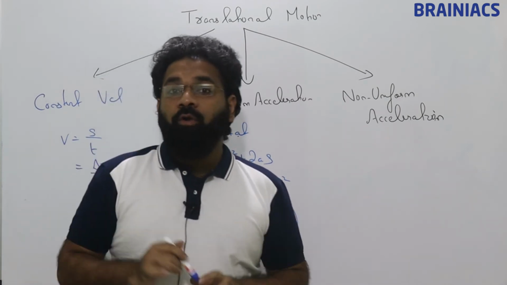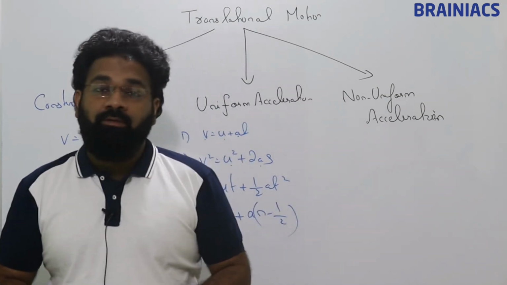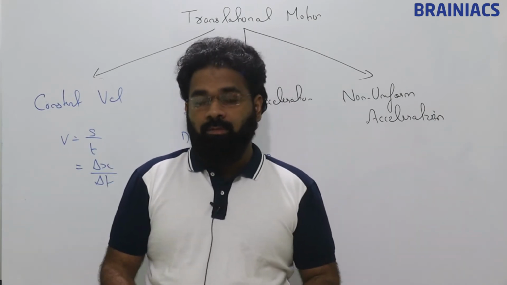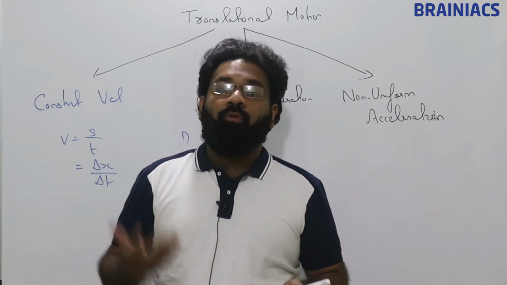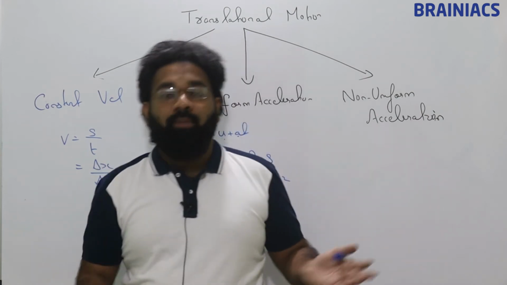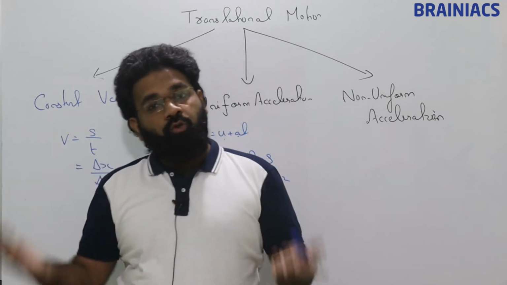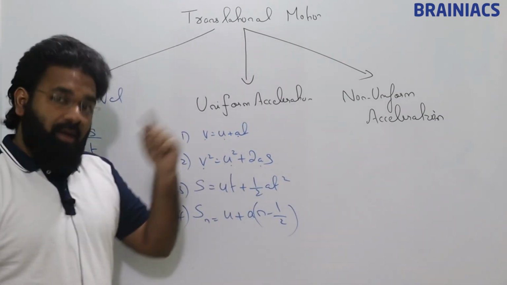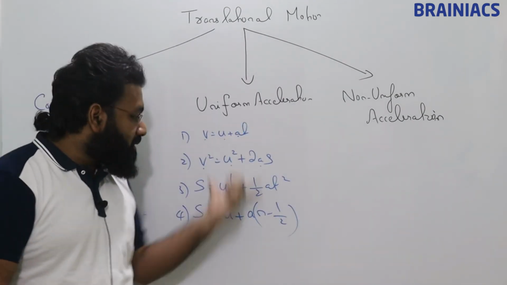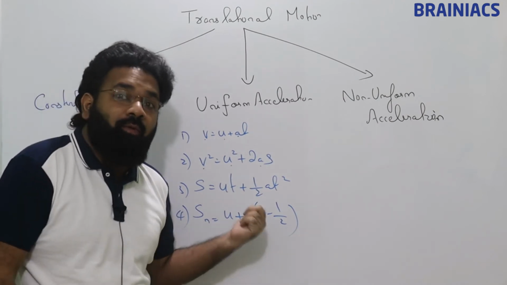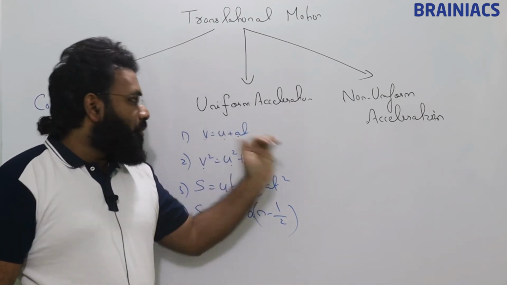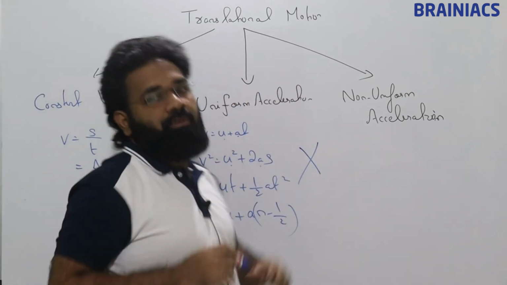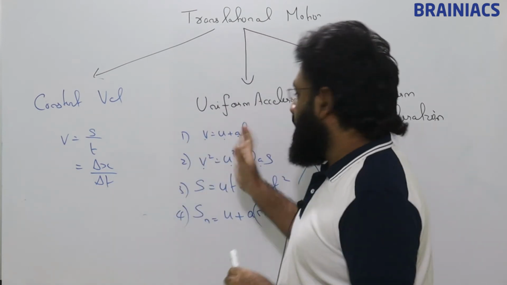Third case, non-uniform acceleration. Non-uniform acceleration means you will have a lot of values of acceleration. In the first 1 second, acceleration could be 5 meter per second square. Next second maybe -1, then 2, maybe 3, -4. It varies. So if we want to use this equation, which acceleration value will we put here? So if non-uniform acceleration, these formulas can't be used.